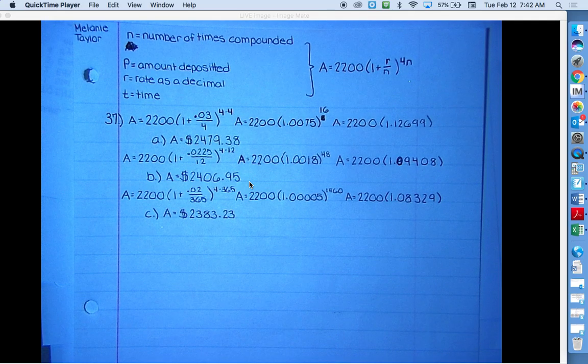Nice explanation. Any questions on 37? So you can kind of see the difference in those amounts as the number of times compounded increases, or decreases depending on the way you're looking at it there. Nice job. Thank you.